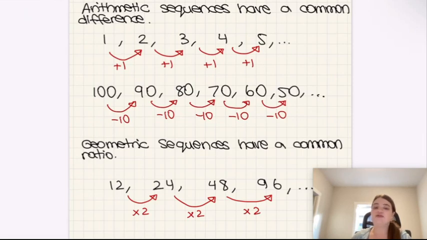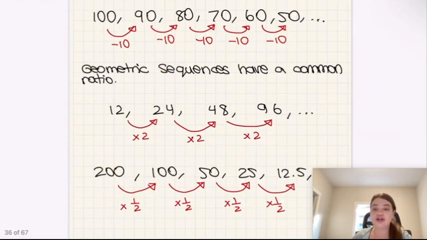But that's the key characteristic, right? If in order to get from one term to the next, we add or subtract the same number every time, then it's an arithmetic sequence. And if that is not the case, then we do not have an arithmetic sequence.